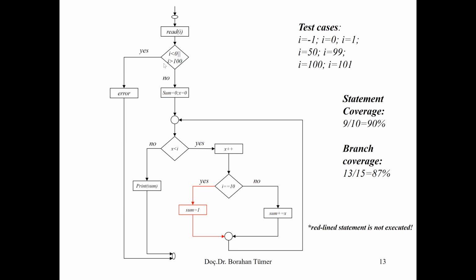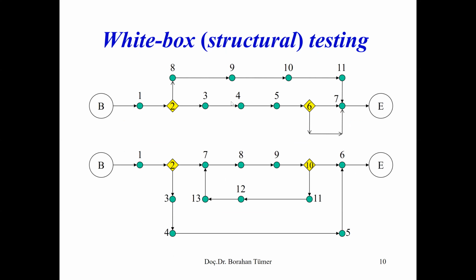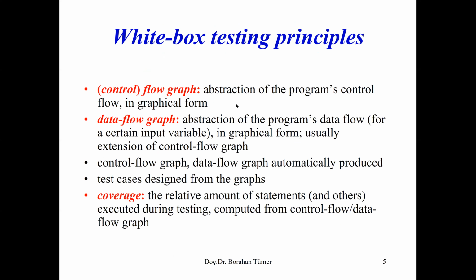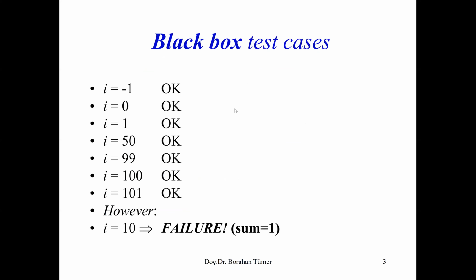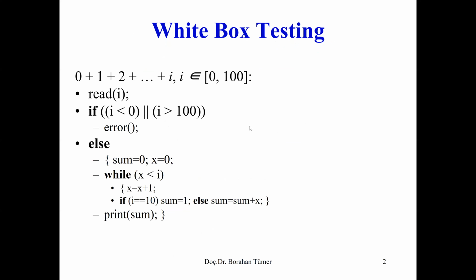Let's go back. This is the control flow graph of the first example of the white box testing discussion. It is this one here. And these here were the black box test cases of this example.